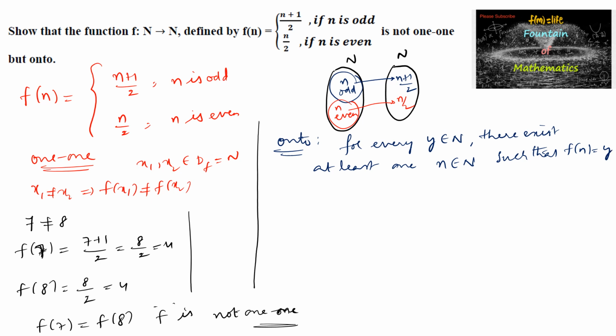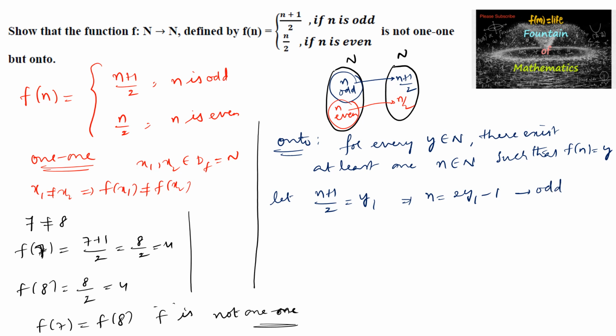Let us check here. Let (n plus 1) upon 2 be equal to y1, because here two categories are there. For n odd, you are getting (n plus 1) by 2. For n even, n by 2. So let us consider the two cases. For n odd, (n plus 1) upon 2 is equal to y1, that is n is equal to 2y1 minus 1, which is of odd form.